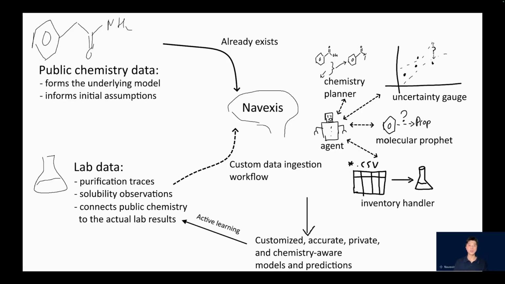As the lab uses Navexis for a project, the program adapts to the lab results, converting a global model into a locally specialized one. Each result you generate makes the prediction better. We are also using an adaptive model to ensure that the data never leaves their environment, increasing cybersecurity.